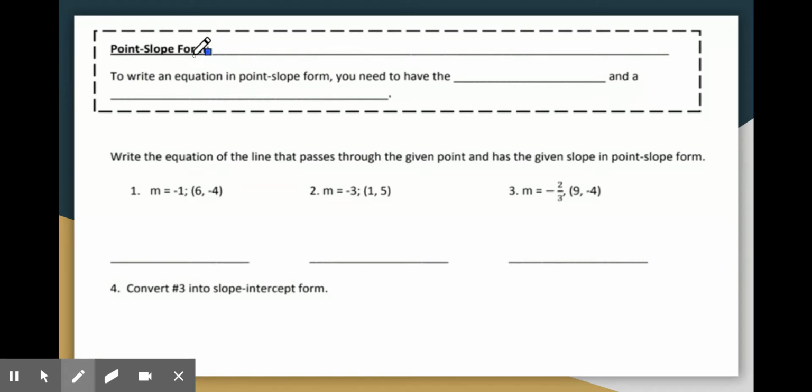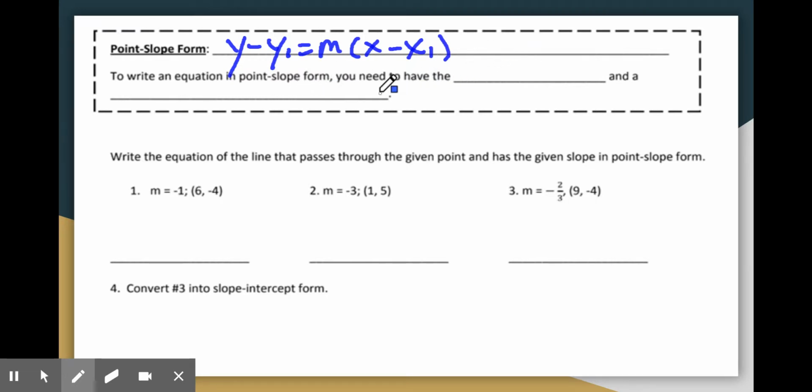Today we're going to write equations of lines in point slope form. Okay, so we've already graphed lines in point slope form. Now it's time to write equations. So point slope form, if you remember, is y minus y1 equals m times x minus x1. That's the form. Okay, m is your slope.